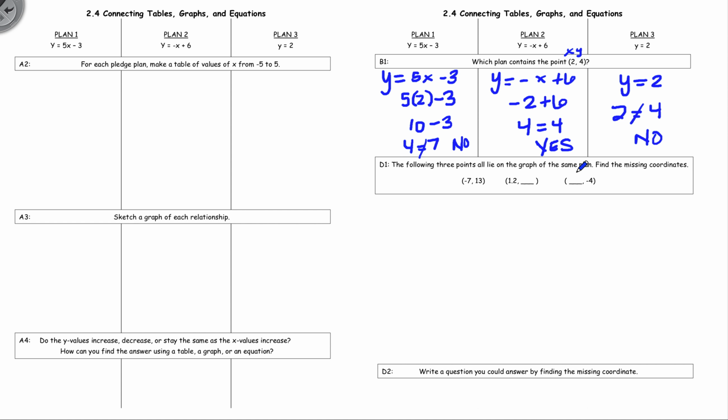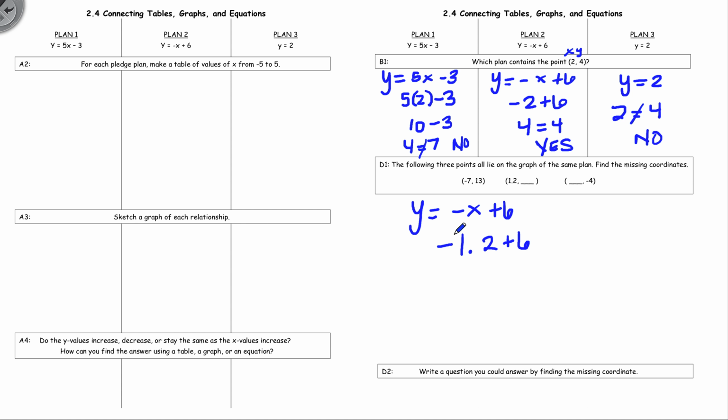So I'm going to pick plan 2, just because it has that negative in it, and I'm thinking that might kind of help me out a little bit here. But let's see if we can work something out. So we have Y equals negative X plus 6. Now, since this one has an X here, I'm going to go ahead and plug in this for X. So I'm going to get negative 1.2 plus 6. And just to let you know, another reason I chose plan 2 is because it's the only one that had a yes up here.